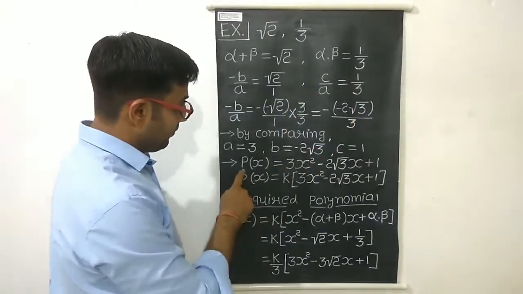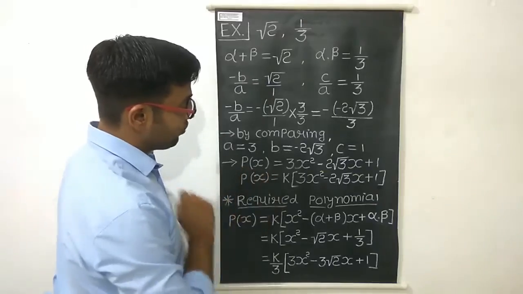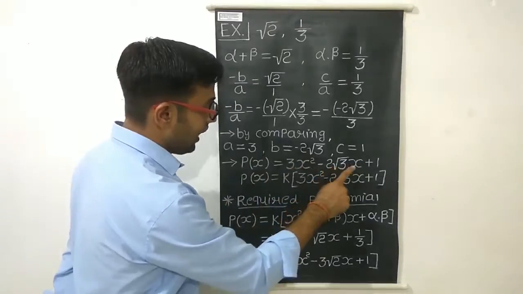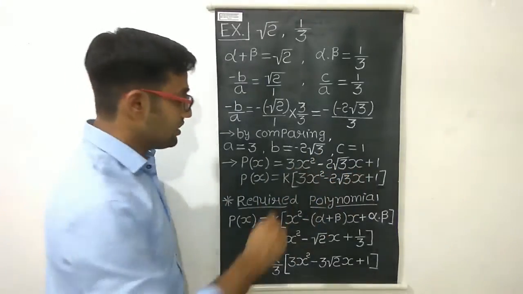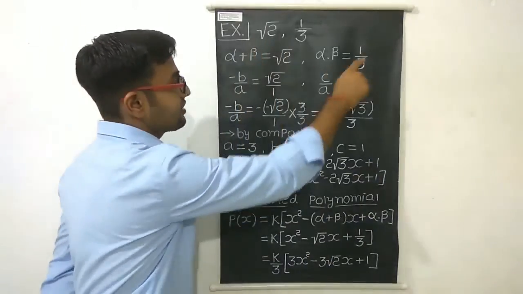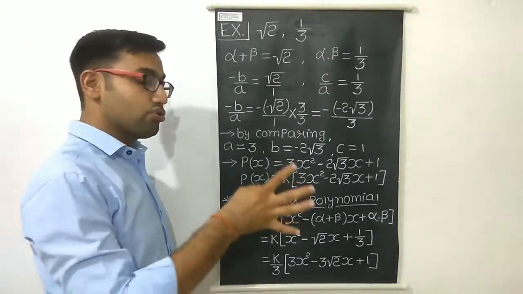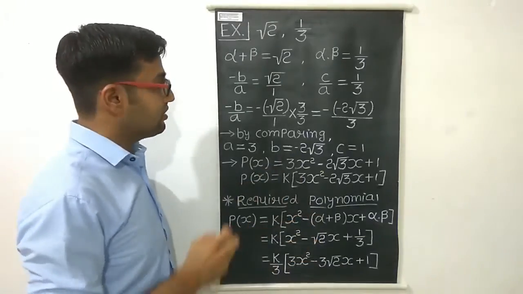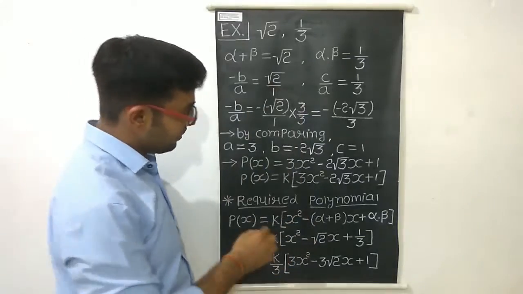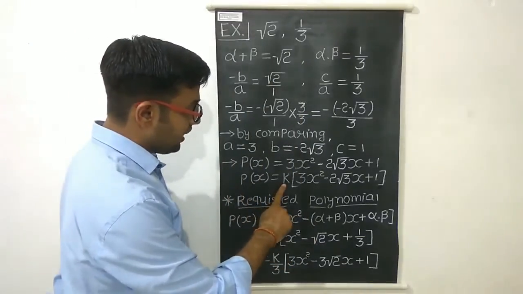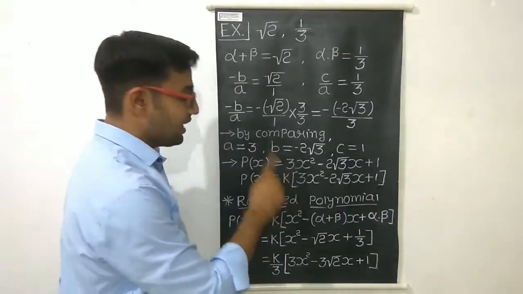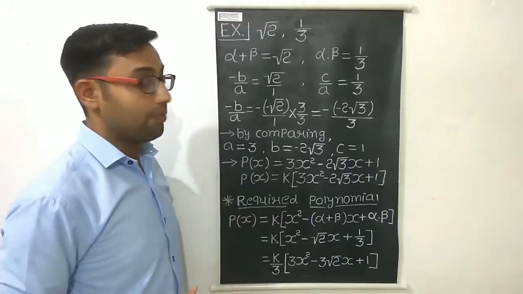So now putting the values, we will get p of x is equal to 3x square minus 3 root 2 x plus 1. So this is the required polynomial for which these two conditions are satisfied. There are also other polynomials of this kind which can satisfy these two conditions. They are p of x is equal to k times 3x square minus 3 root 2 x plus 1. What is k again? K is a real number.